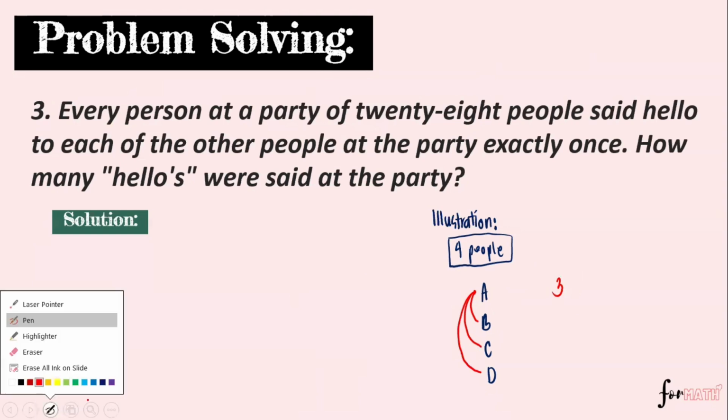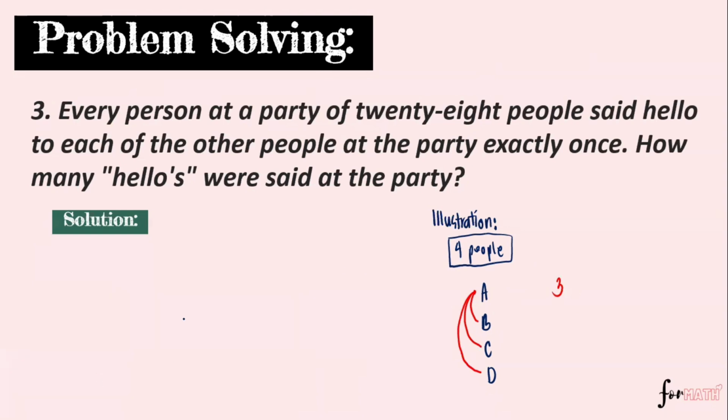Okay? Next is kay B naman. Kanina naman siya mag-hello kay B. Since si A pa lang naman ang nag-hello kay B, tama? So, pwede pa naman si B mag-hello kay A. Isang beses lang din yon, exactly once. Kumbaga parang si B, kailangan niya rin mag-hello kay A. Isang beses lang. Hindi pwedeng B, nag-hello na kay A, tapos mag-hello siya ulit.